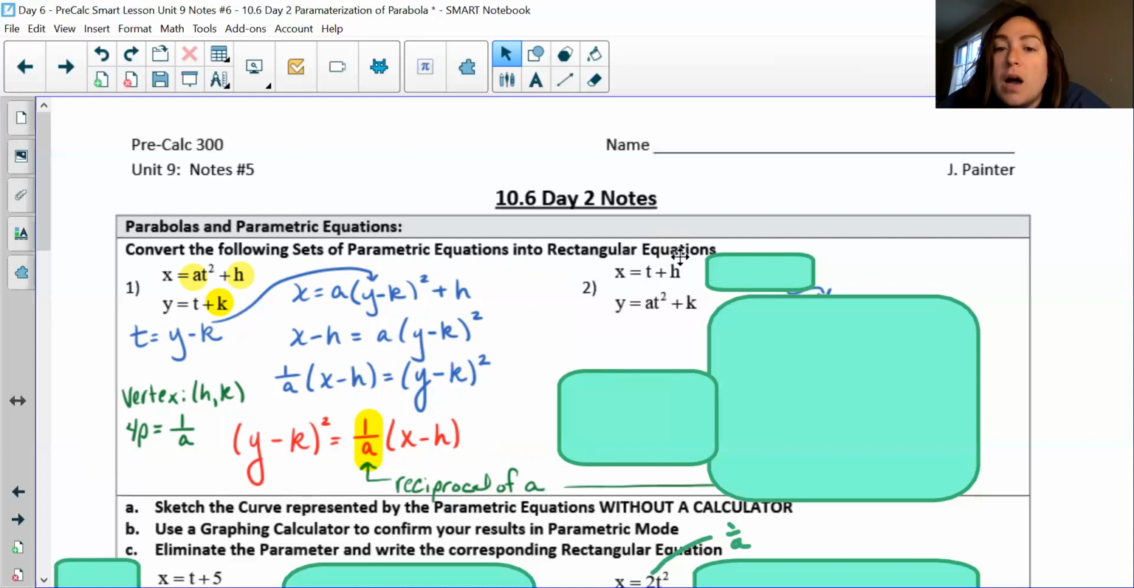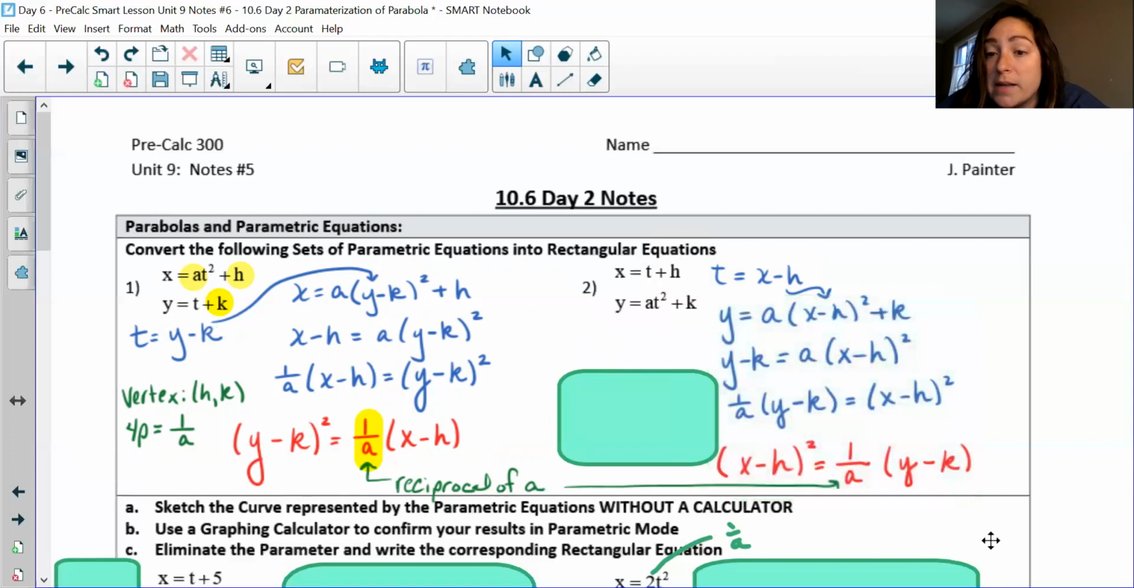So number 2, let's go ahead and do the substitution. So I want to solve for t. So I subtract h on both sides. So I get t equals x minus h. Substitute that into my other equation. So I get y equals a times the quantity x minus h squared plus k. And now I'm going to solve for the quantity x minus h squared. So subtract k, divide by a, and we get the parabola in conic form. The quantity x minus h squared equals 1 over a times the quantity y minus k.